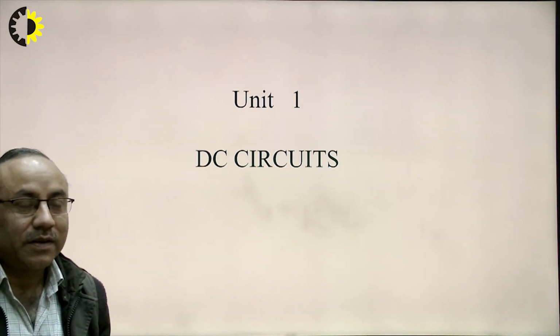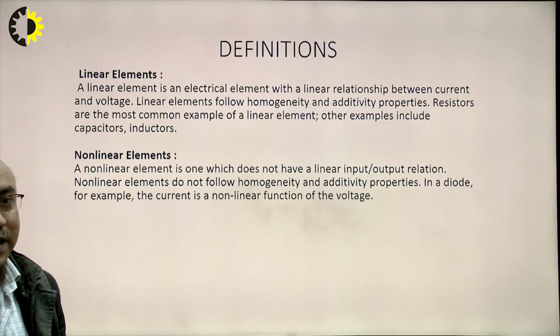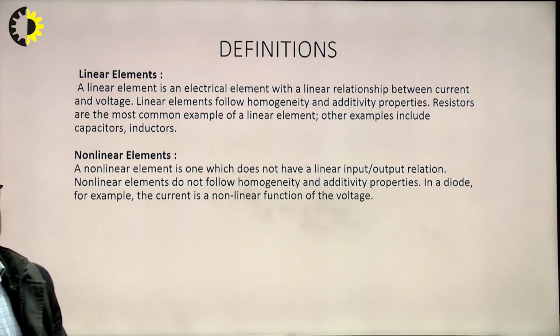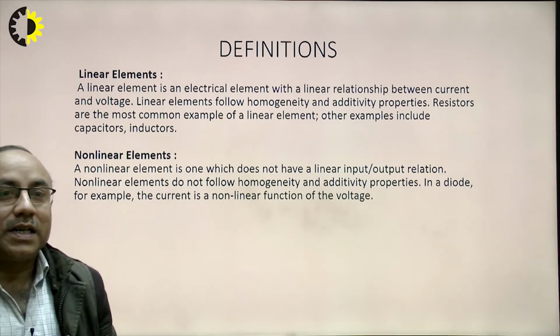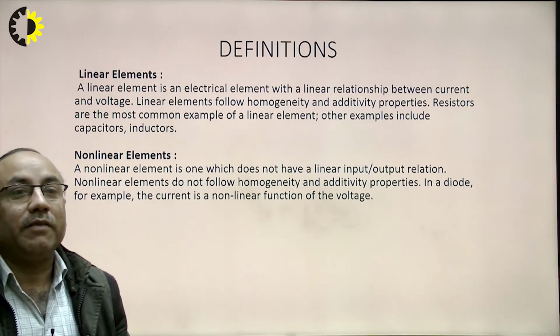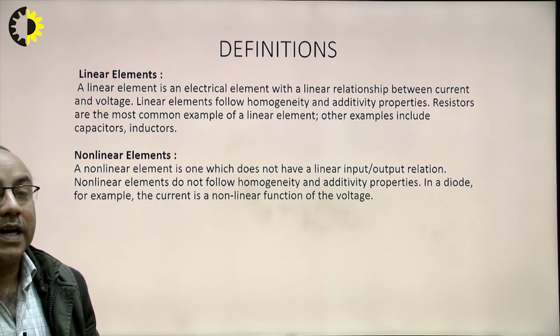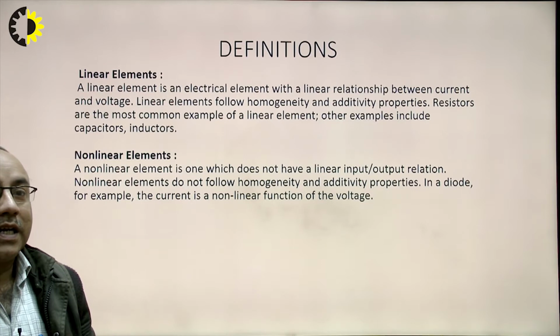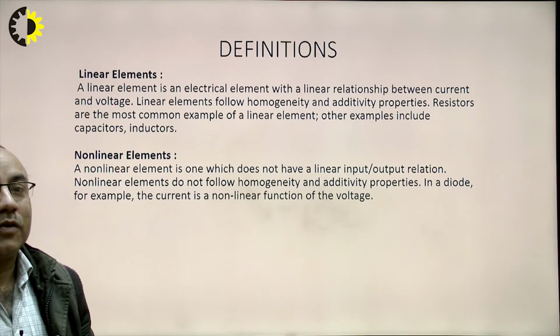So, first we go for the various types of elements which are connected in the DC circuit. These are the definitions for various elements, like we have the linear element. A linear element is an electrical element which has a linear relationship between the current and voltage. These linear elements follow the property of homogeneity and additivity. What is homogeneity? In which output is directly proportional to input, that is the homogeneity property, and additivity means superposition. If it is followed, then the element is known as a linear element.